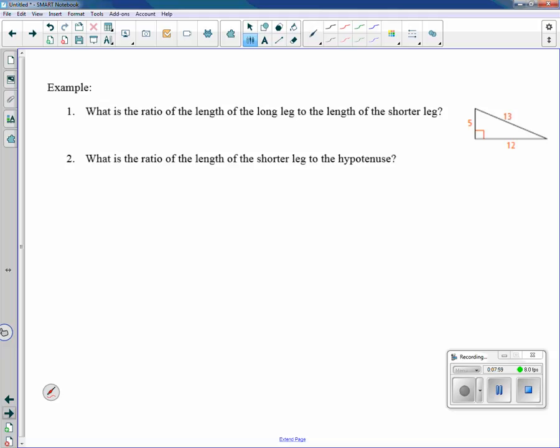5, 12, and 13. Sorry. The rest of them are going to be a lot bigger than this. All right. So, whatever I write now, you're going to write. What is the ratio of the length of the long leg to the length of the short leg? Long leg to short leg.